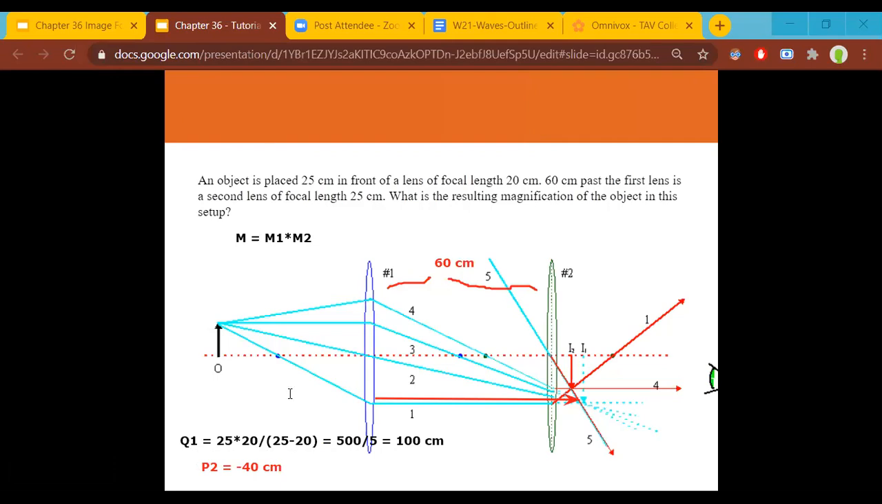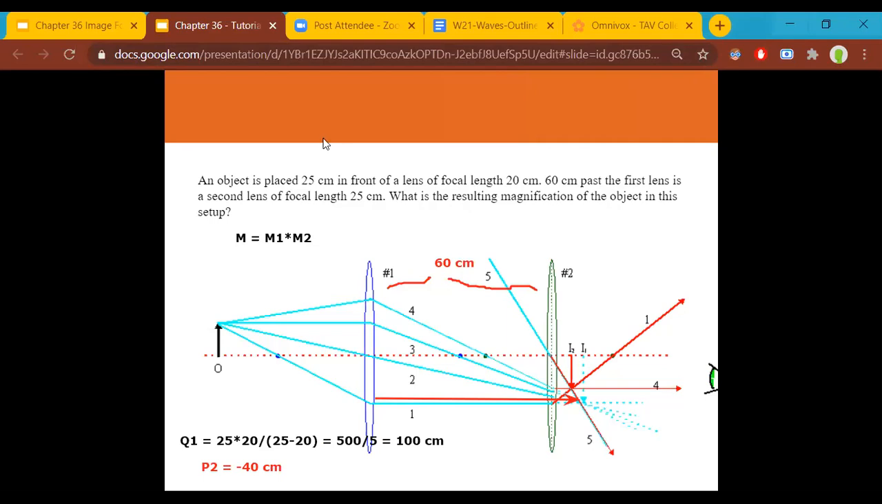So following that, now that you know where the second object is, you can calculate the image being made. Sure. Yep. How do you get P2 equal to negative 40 again?